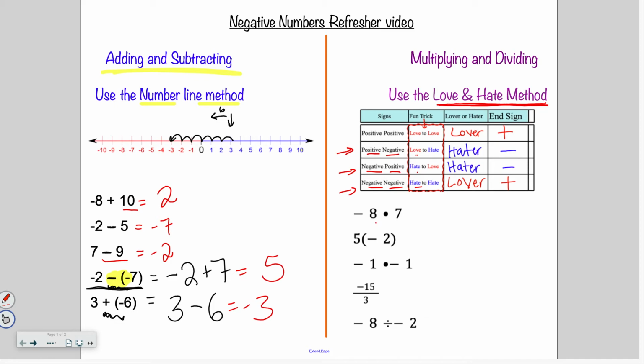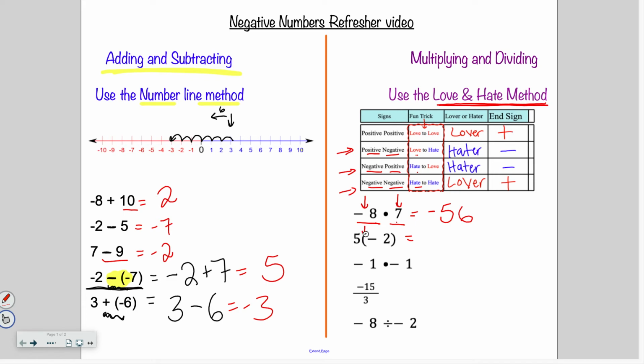Okay, so negative 8 times 7. 8 times 7 is the same thing you've always done before, 56. But ask yourself, wait a second, I have a hater and a lover. If I hate to love, hater, negative 56 for negative 8 times 7. Okay, so the first one, the answer is negative 56. These brackets here now do mean multiplication. Okay, a number just kind of smushed next to a bracket, or even a variable for that matter, means multiply.